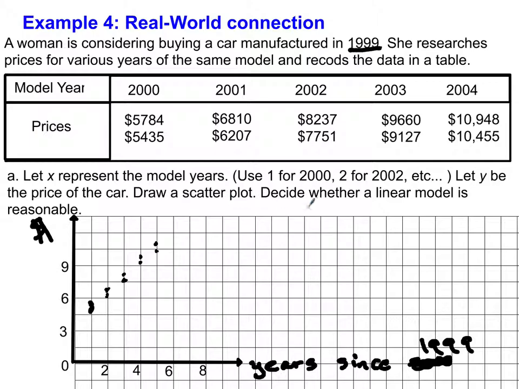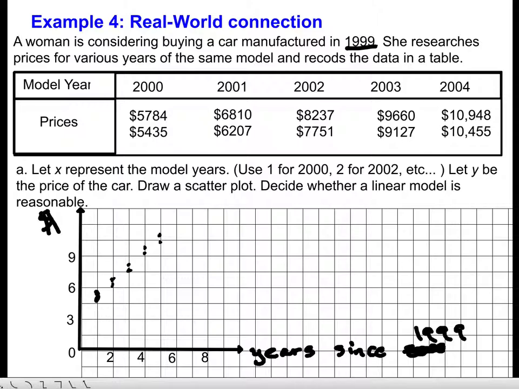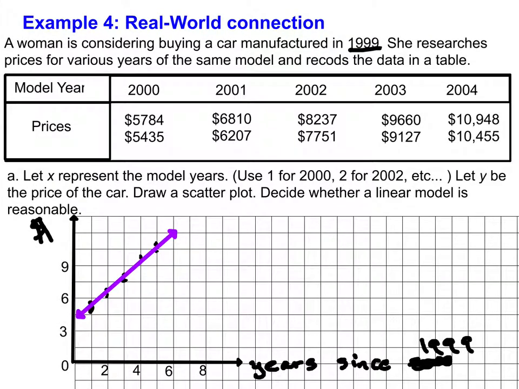So this is our scatter plot. Decide whether a linear model is reasonable. A linear model looks like it's reasonable. I could take a line, let me get one of my line tools, and I could go through here, and that's pretty good, right? All the points are pretty close to it, so I could use a line to represent that data pretty well.